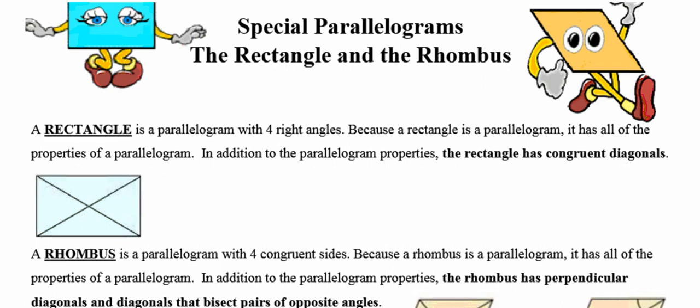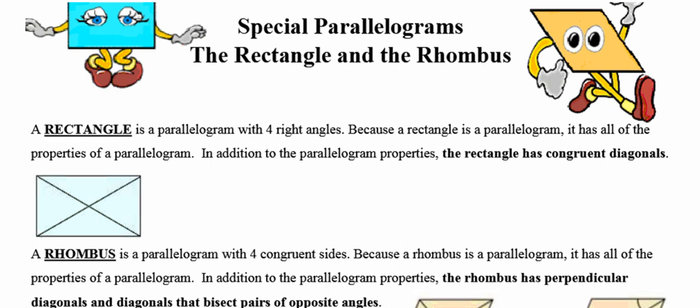Now that we've spent a few days studying parallelograms, today we're going to extend our discussion to include some special parallelograms, namely the rectangle and the rhombus. We're going to define a rectangle to be a quadrilateral with 4 right angles. Because all rectangles are automatically parallelograms, namely they have 2 pairs of parallel opposite sides, the rectangle has all of the properties that you've gotten used to working with respect to the parallelogram.